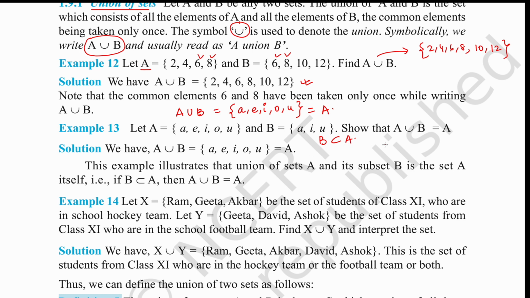So if B is a subset of A, and if you try to find A union B, you'll get your answer as set A itself. For another example, let us say if you have P as a subset of Q, and if you try to find P union Q, you'll get your answer as set Q itself. So here is the explanation given. This example illustrates that the union of set A and its subset is the set A itself. That is, if B is a subset of A, then A union B will give you the larger of the two sets, that is set A.